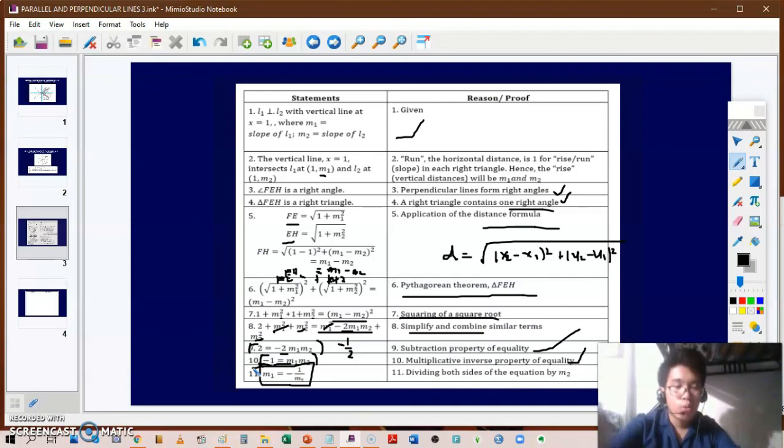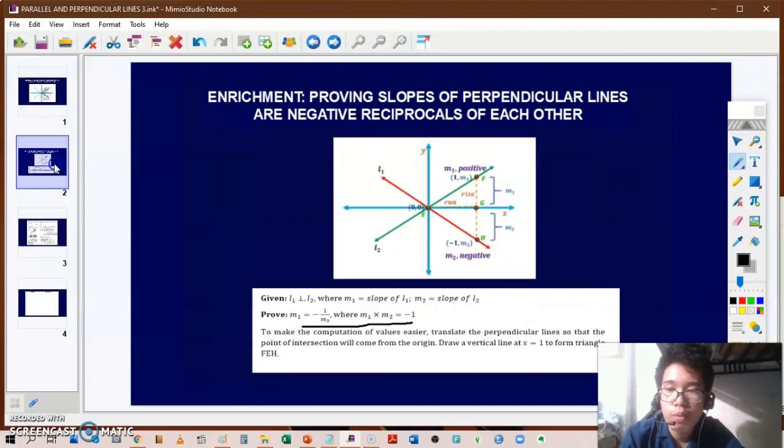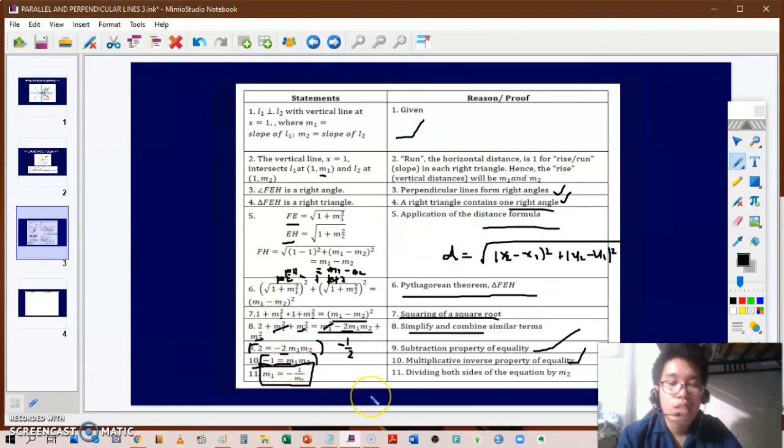From there, we've proven the problem. We've solved the problem, and we've proven that the slopes of two perpendicular lines are negative reciprocals of each other. So that's m sub 1 is equal to negative 1 all over m sub 2.